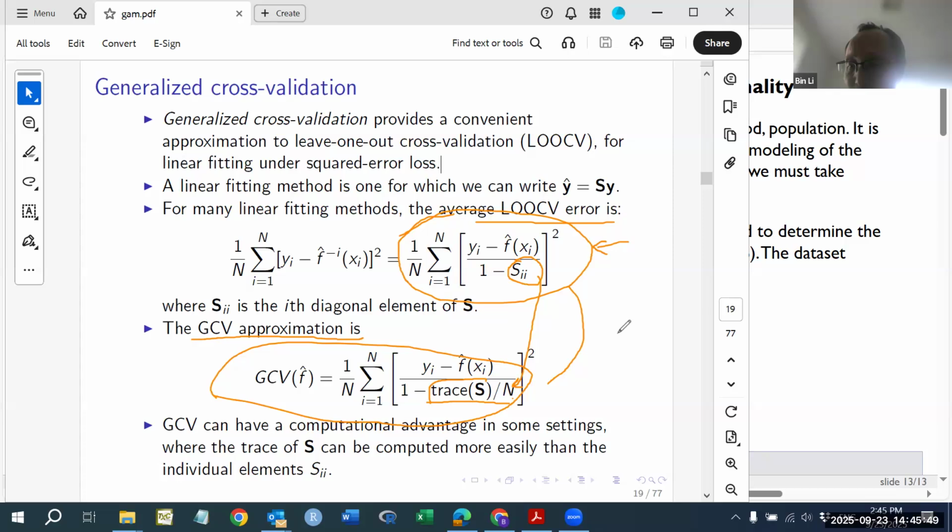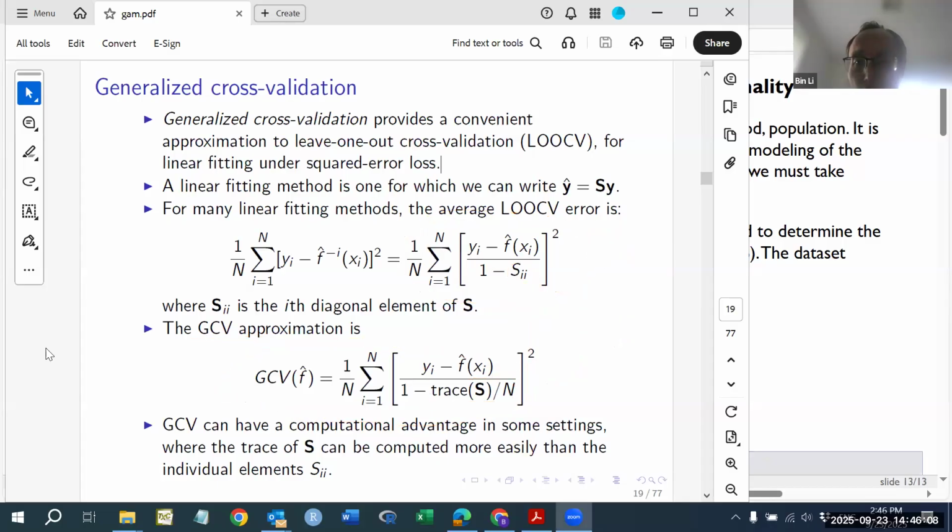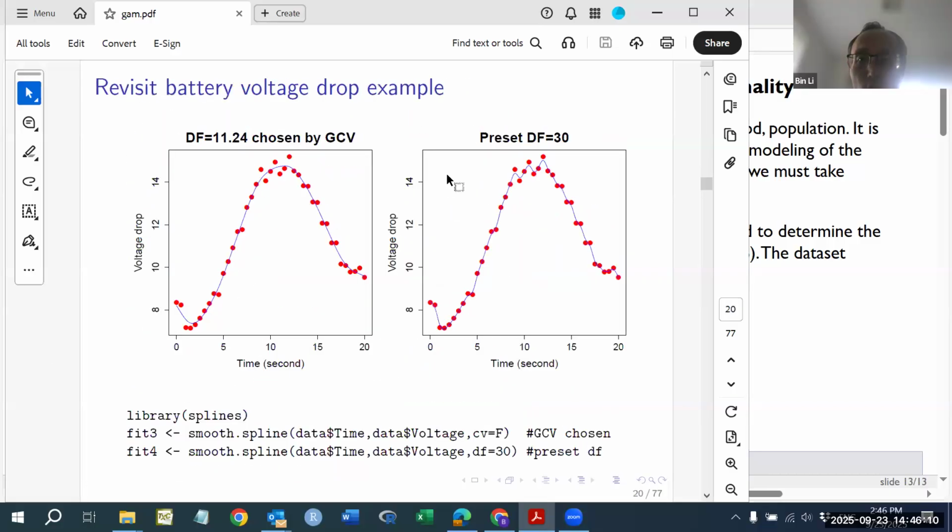Then we just choose the lambda that minimizes the GCV or minimizes the leave one out cross-validation. Is that clear? We choose the lambda to minimize that. That's how we choose the optimal lambda. Okay, so that's the cross-validation.